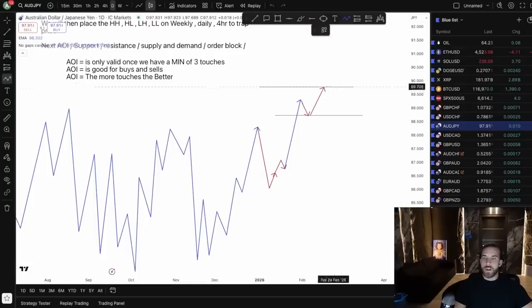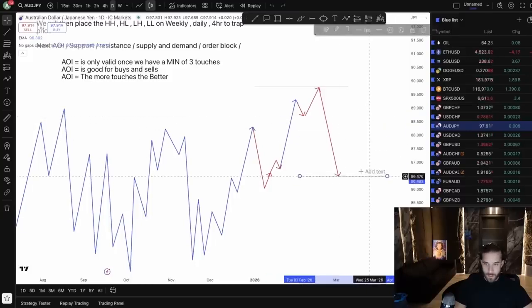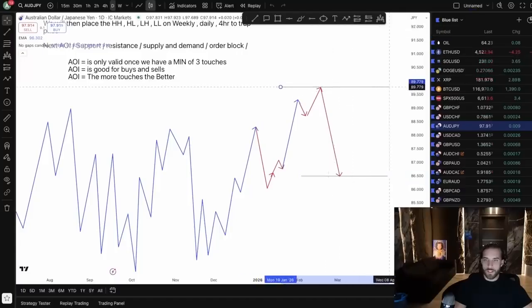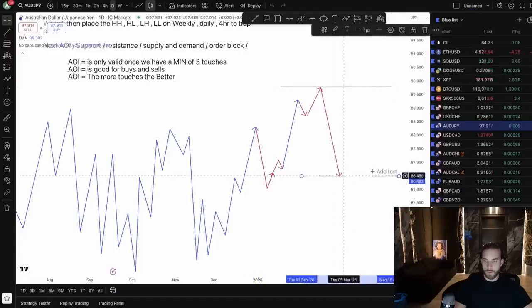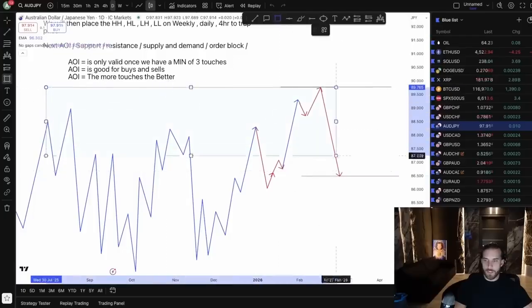Now, let's say this market, for example, just does this. All right, cool. Now what? We're bearish. This is the lower low. Where's the lower high? Right up at this point right here. If this is the lower high and this is the lower low, guess what? We're now going to get our area of interest in between like this.